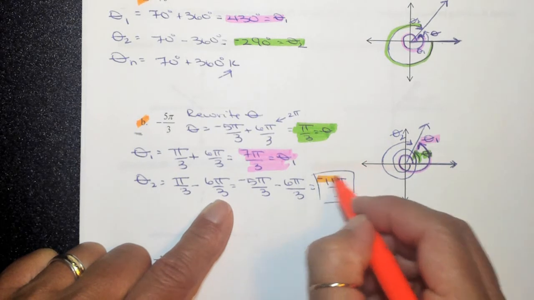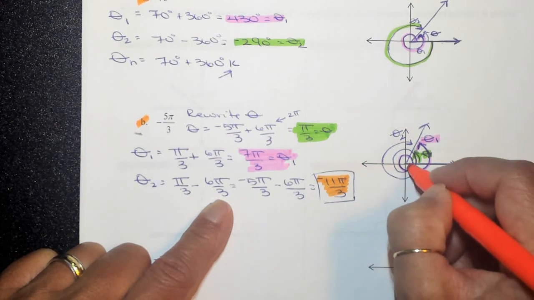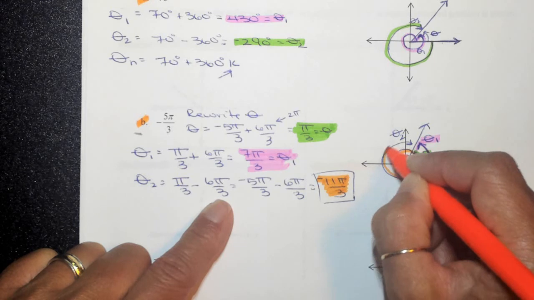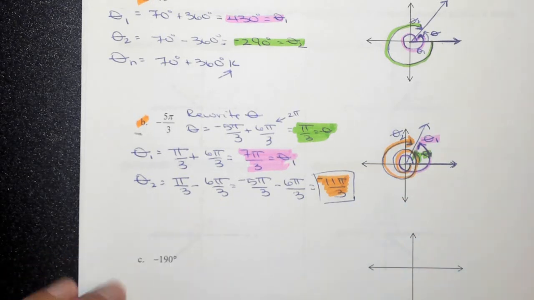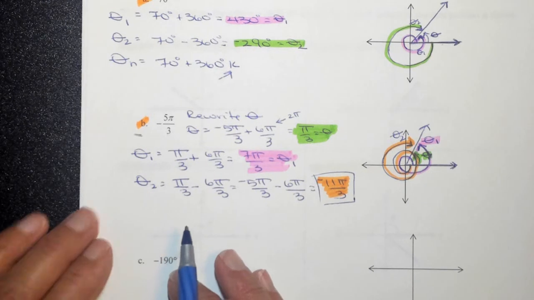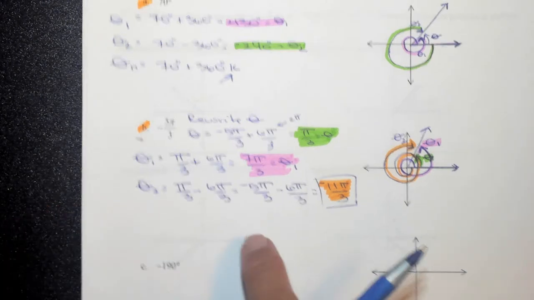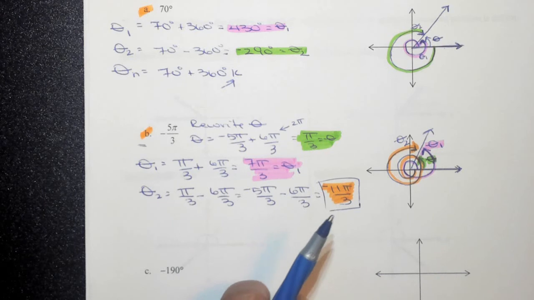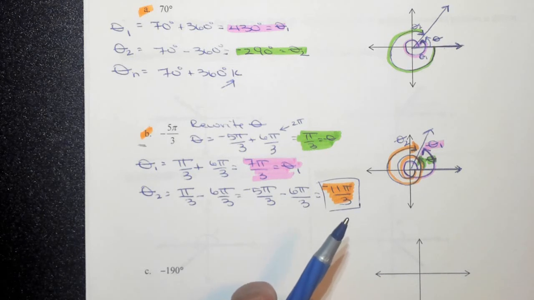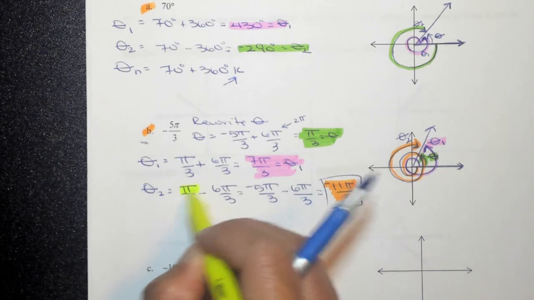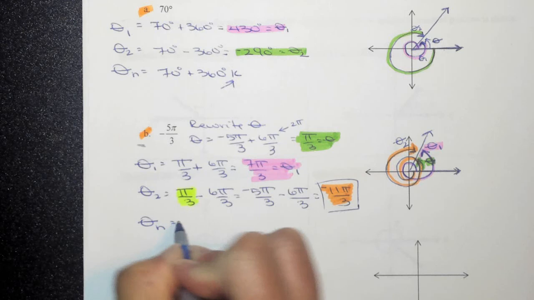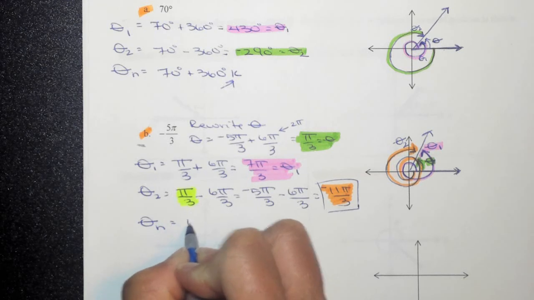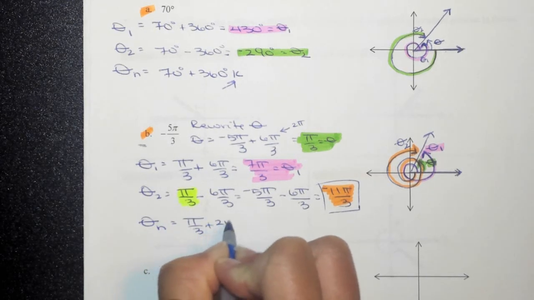Make this orange. And go in this direction like this. There we go. Okay, so those are my coterminal angles, and now I need my generalization. So I need to use this one right here, pi over 3, as my angle for my generalization. So it's this one. Okay. So theta sub n will be equal to pi over 3 plus 2 pi k.